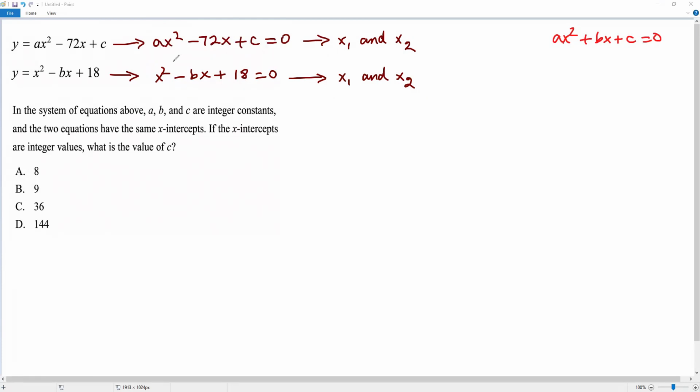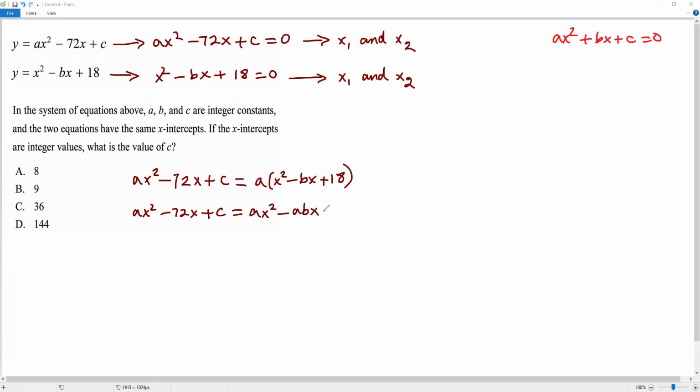Okay, let me write it. Let me take the quadratic expression in the first equation, that is ax square negative 72x positive c. It must be equal to a times the quadratic expression in the second one, that is a times x square negative bx positive 18. On the right side, we can distribute this a, then we get ax square negative abx positive 18a.